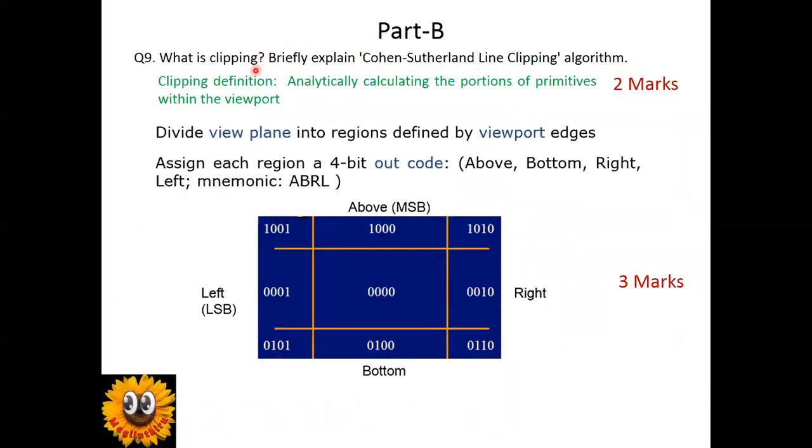The ninth question is: what is clipping? Briefly explain Cohen-Sutherland line clipping algorithm. The definition carries 2 marks: analytically calculating the portion of primitives within the viewport, that is, analytically finding the primitives which are present within the viewport. That is the clipping definition. For the right definition, 2 marks will be awarded. And the outcoding scheme, as seen in this picture: above, below, right, left. This coding carries 3 marks.